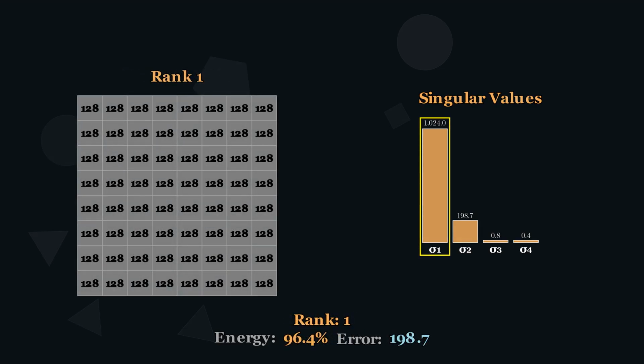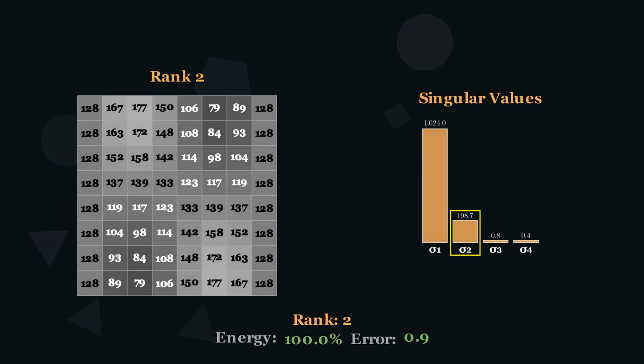Every single cell becomes 128. A uniform gray. And yet this single number captures 96.4% of the energy. Why? Because 128 is the average brightness. The dominant pattern is just the mean value across the entire image.